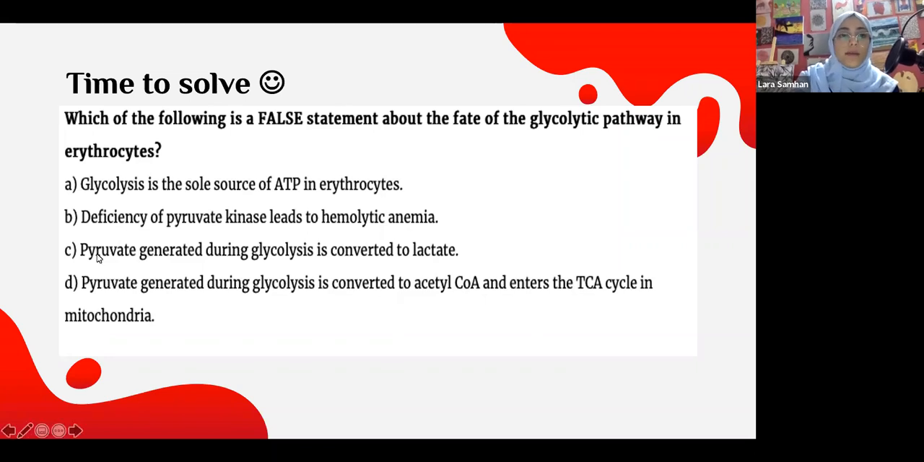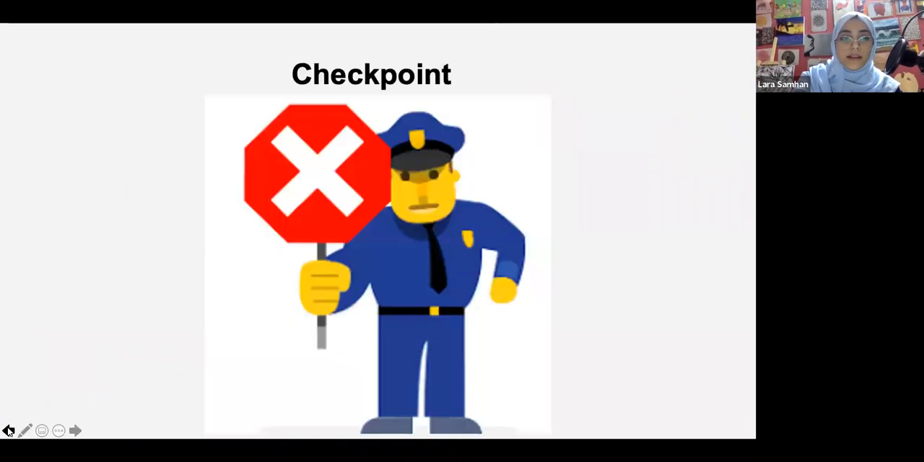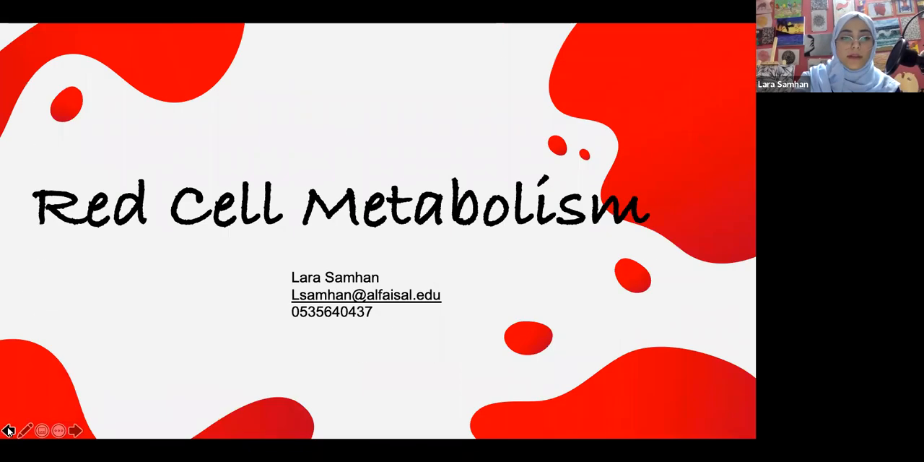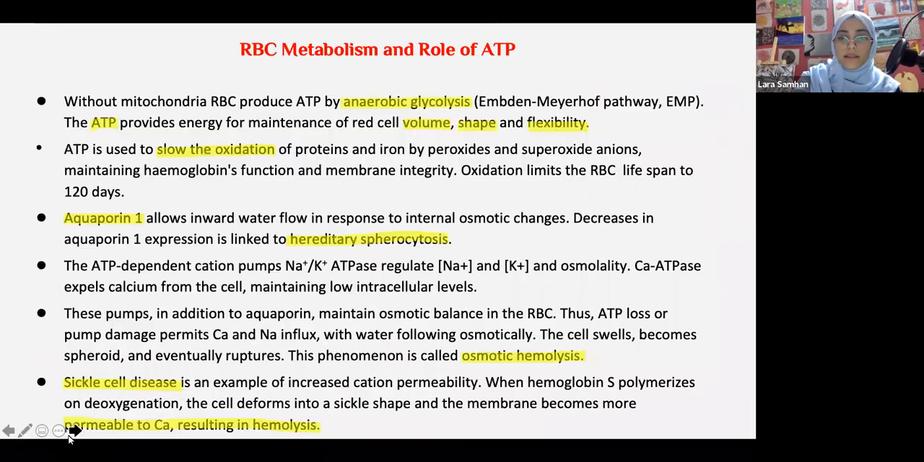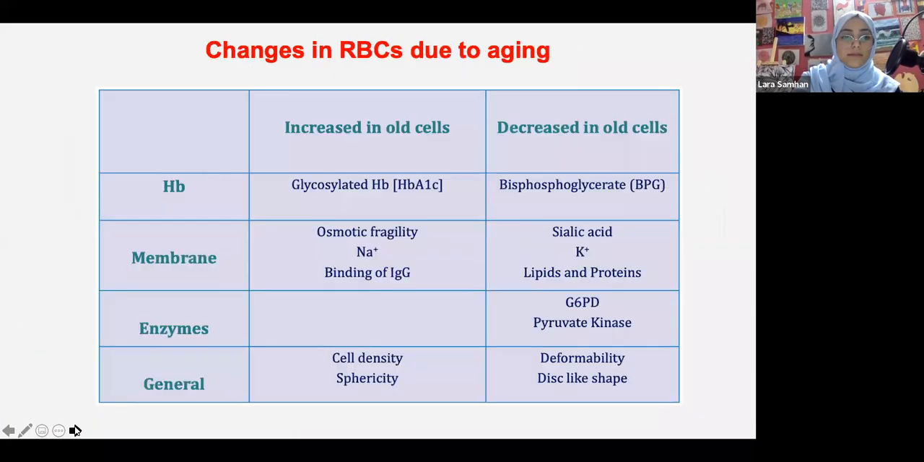We have C says pyruvate generated during glycolysis is converted to lactate. As we know, I'm going to go back to the slide. The anaerobic glycolysis starts with pyruvate and ends with lactate. So we have over here pyruvate and then lactate. So this statement is correct. In the anaerobic glycolysis we end up with 2 lactate molecules. So this statement is correct.